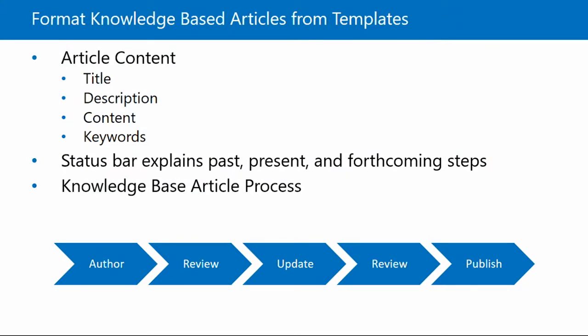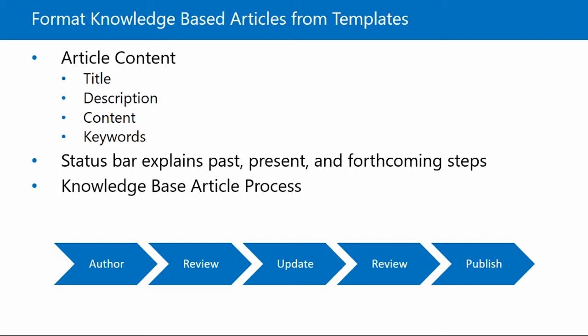As we've learned, a knowledge-based template describes formatting and the sections that are used within the knowledge-based article. However, once the template is chosen, there are sections contained within the actual article, such as the title, description, actual content within the article, and any keywords that might be used to search for the article.